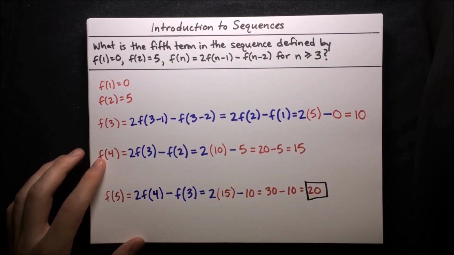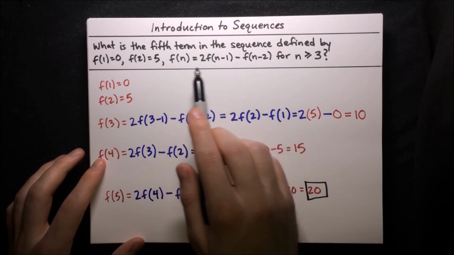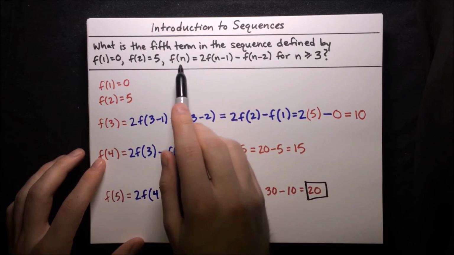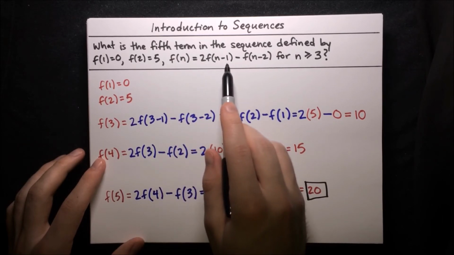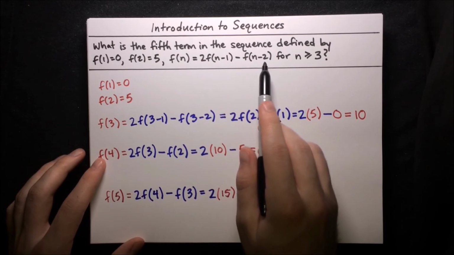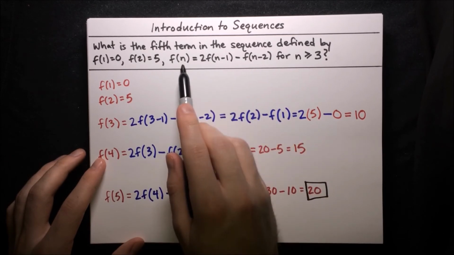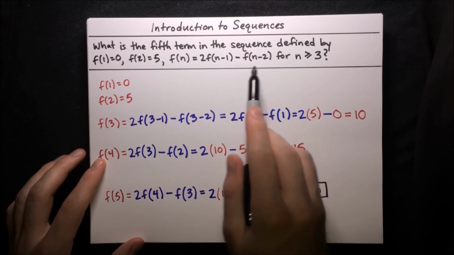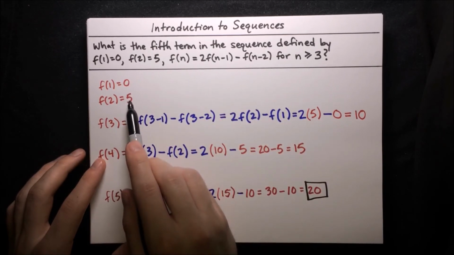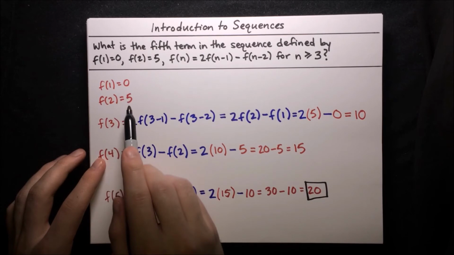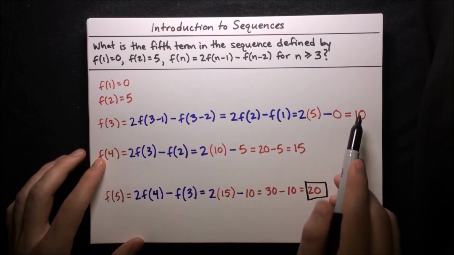Before we move on, let's just look back and translate this recursive rule into plain old English. Notice that the term before f of n is f of n minus 1, and the term before f of n minus 1 is f of n minus 2. So this rule just says that to get the next term, we take 2 times the previous term minus the term before that. So we're given 0 and 5, and then to get the next term, we take 2 times the previous term, so 2 times 5, minus the term before that. So 2 times 5 is 10, then minus 0 is 10.